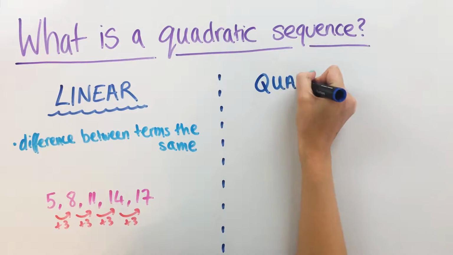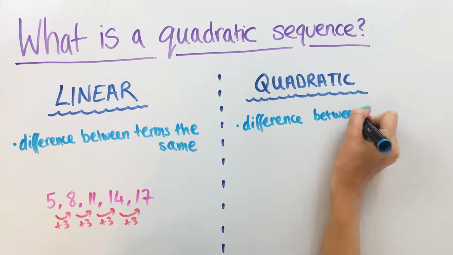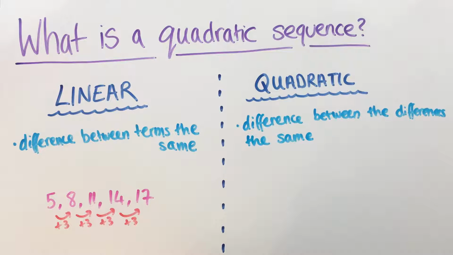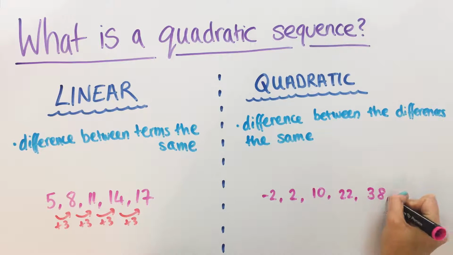Now let's look at quadratic sequences. A quadratic sequence is a sequence where the difference between the differences is the same. What does this mean? Let's look at an example. Consider the sequence -2, 2, 10, 22, 38.